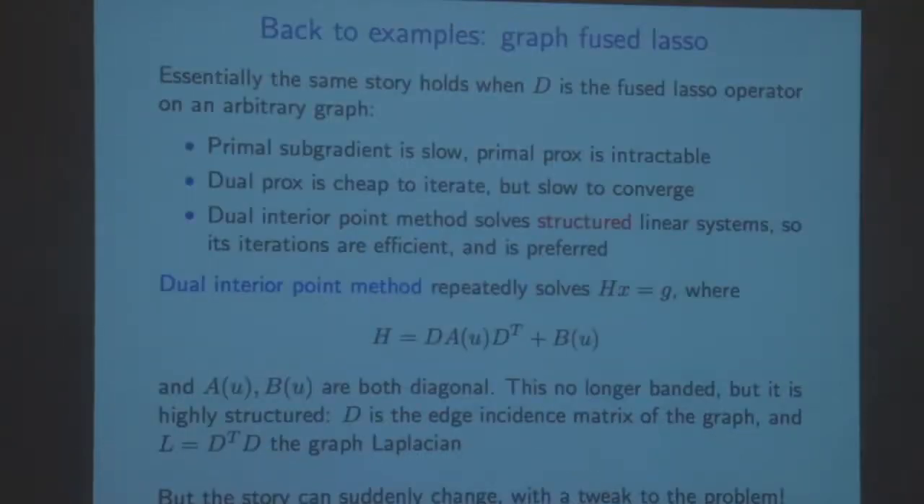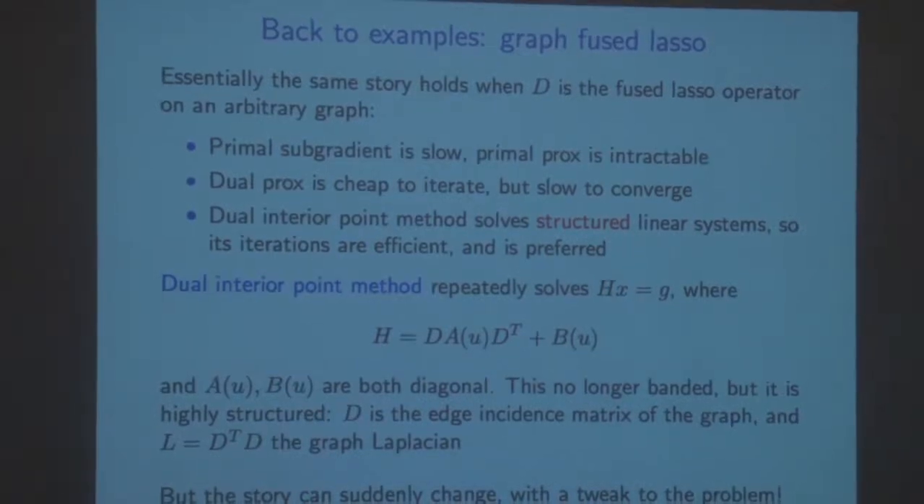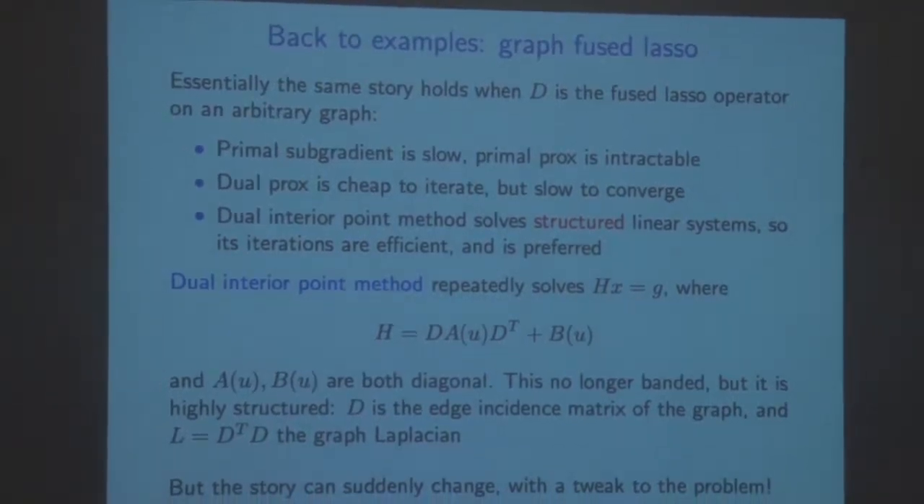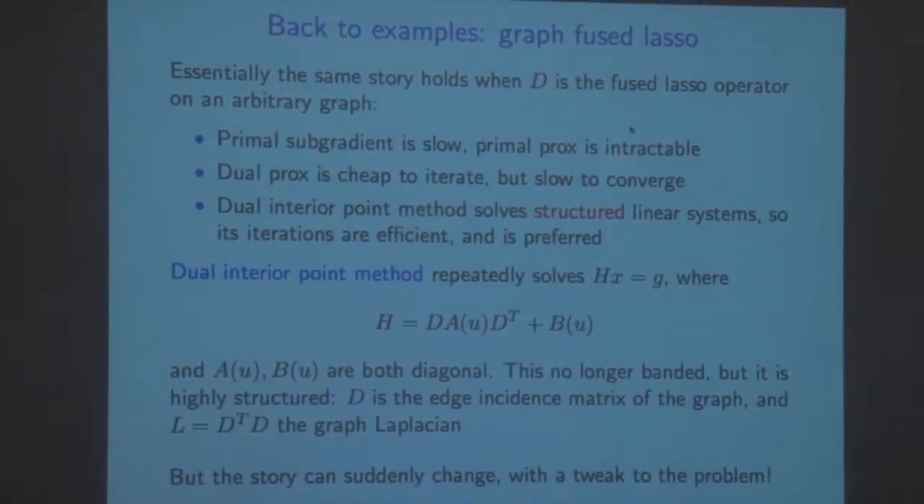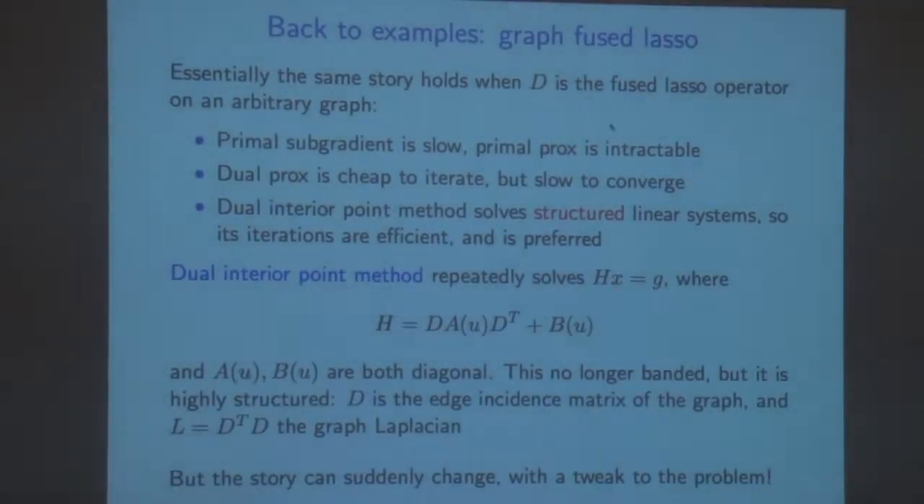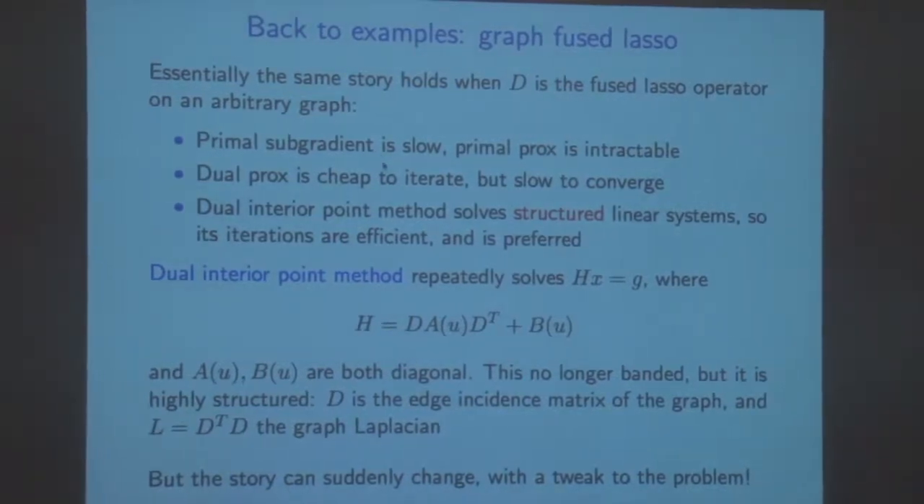Okay, so let's go now to a slightly different example, which is the graph fused lasso. Remember, we're looking at the difference operator over a graph, rather than some differences over a line, which is the univariate setting. It's really the same story, as long as the losses are what they were before, like a Gaussian loss or a logistic loss. The primal subgradient method is very slow to converge, right? So it's not really a viable candidate if we want solutions of even moderate accuracy.